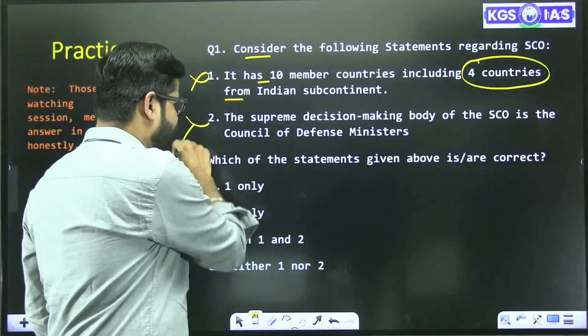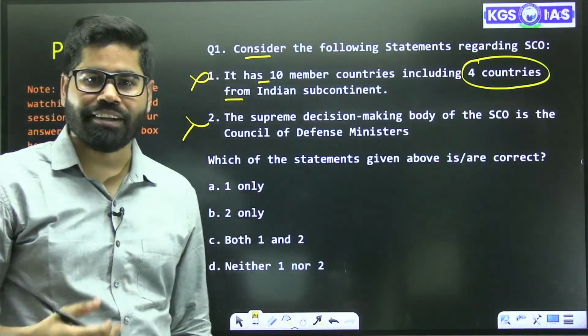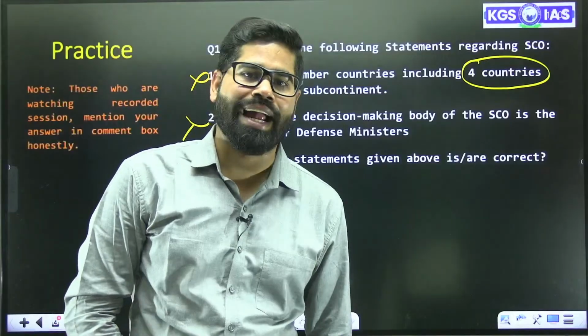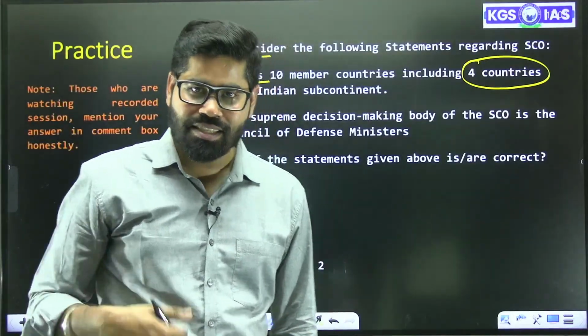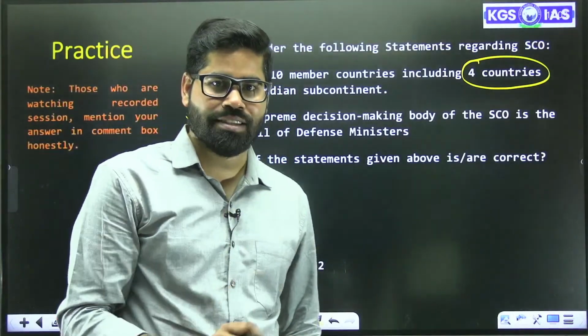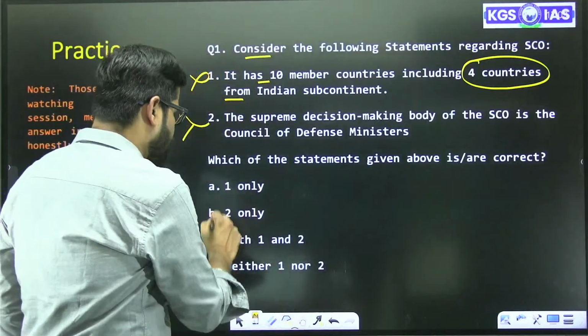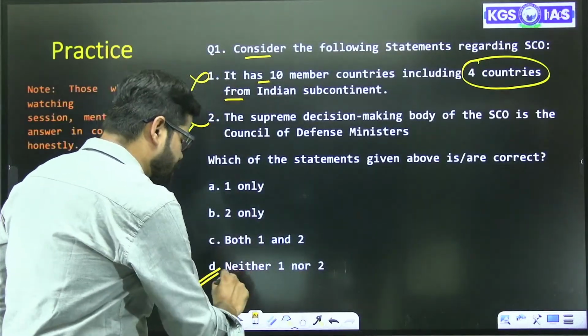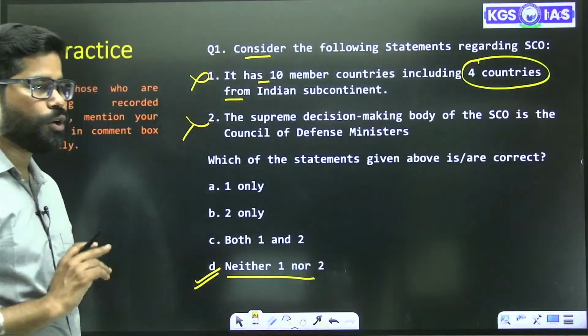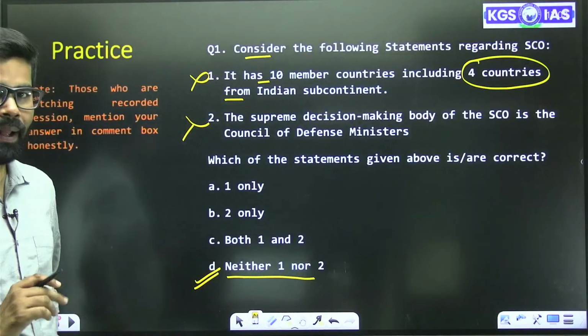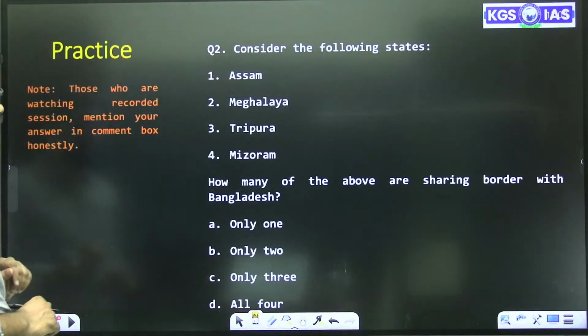The second one is also incorrect because it is the Council of Head of States. This is the Council of Head of States. So the second one is also incorrect. The answer here is option D, neither one nor two.